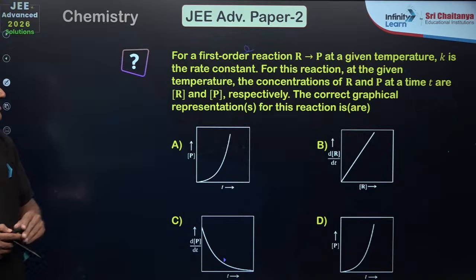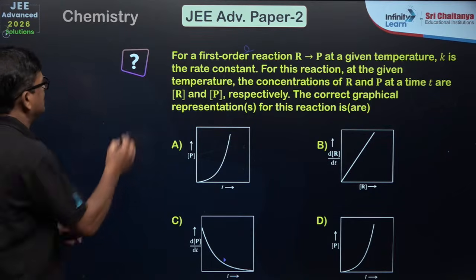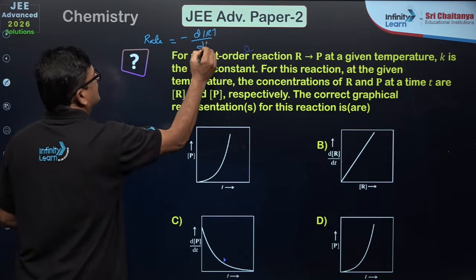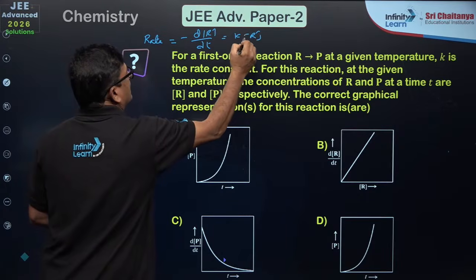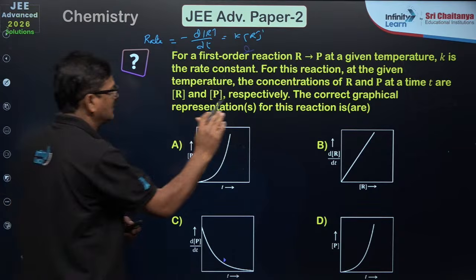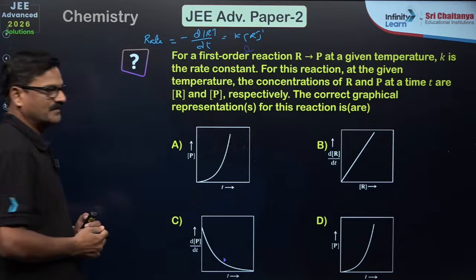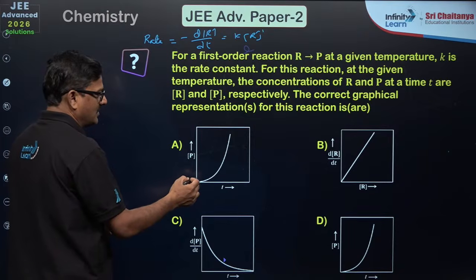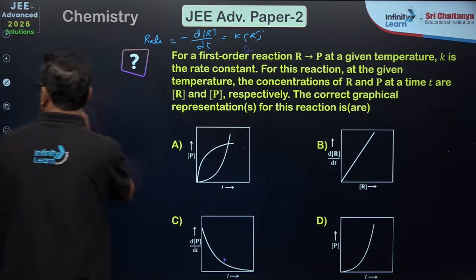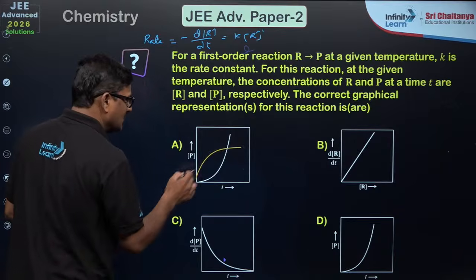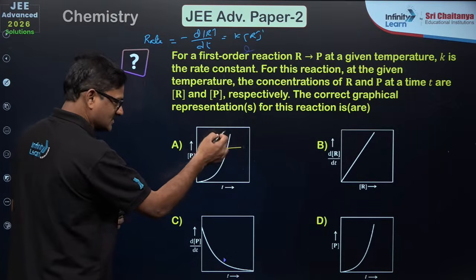It's a first order reaction, where the reactant gives rise to the product at a given temperature. So the first order reaction means the rate is going to be minus dR by dt equal to k R to the power 1. Fine. So moving to that, the correct graphical representation for this reaction: the concentration of the product is going to be exponentially increased like this, but not convex like this. It is given as a concave.